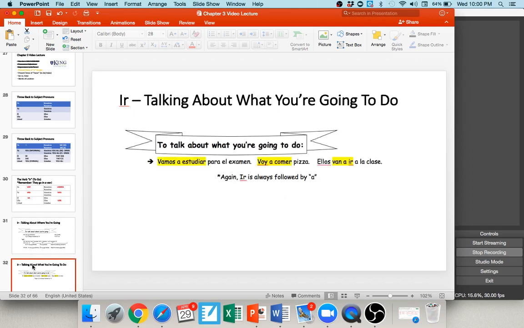Okay, I told you we also use ir to talk about what we're going to do. So, in this case, you usually have a conjugated form of ir, still followed by an a. So, when in doubt, use an a after ir. It tells you that vamos a estudiar. We are going to study for the exam. Or voy a comer pizza. I'm going to eat pizza. Ellos van a ir a la clase. They are going to go to class. Okay? So in this case, ir is almost always followed by an a when it's in conjugated form.